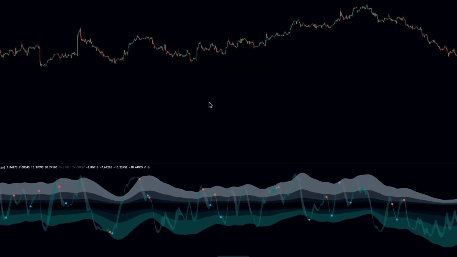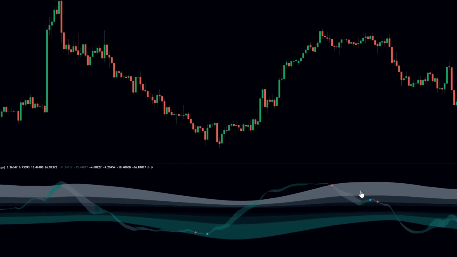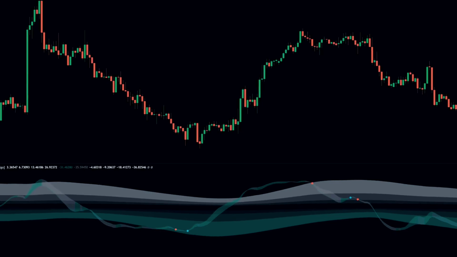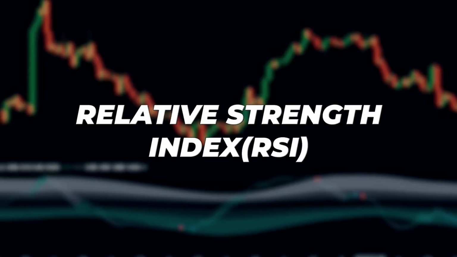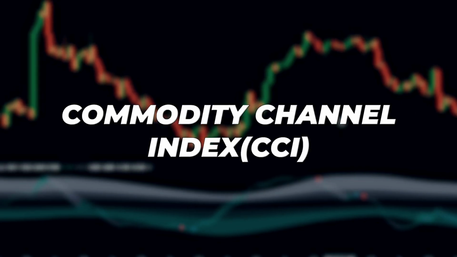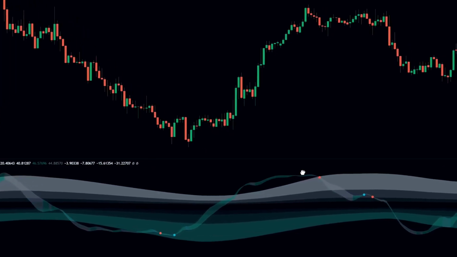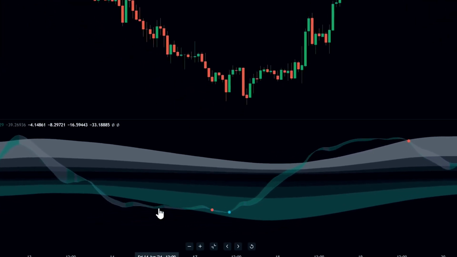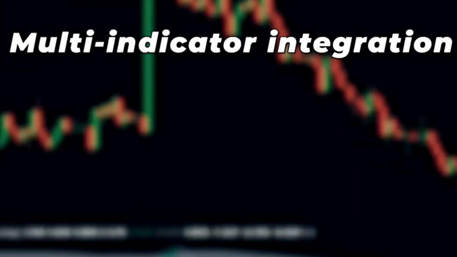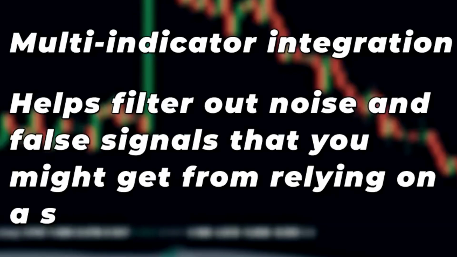So what makes the Pulse Oscillator special? This indicator is designed to capture market momentum and detect trend changes by combining three well-known technical indicators: the Relative Strength Index or RSI, the Commodity Channel Index or CCI, and the Stochastic Oscillator. By integrating these, the Pulse Oscillator offers a complete view of market conditions, reducing the weaknesses of individual indicators and making trading signals more reliable. This multi-indicator approach helps filter out noise and false signals that you might encounter when relying on a single indicator.